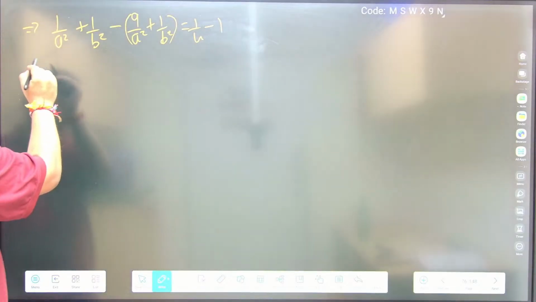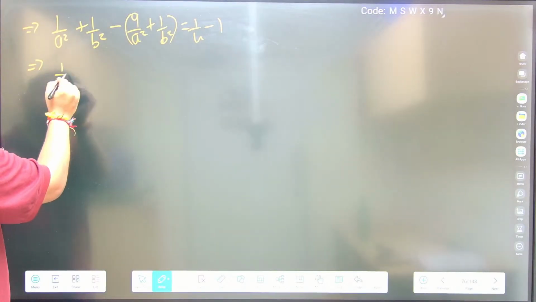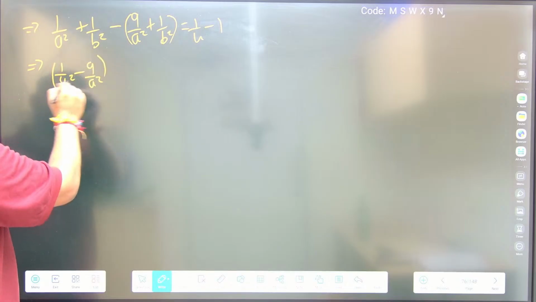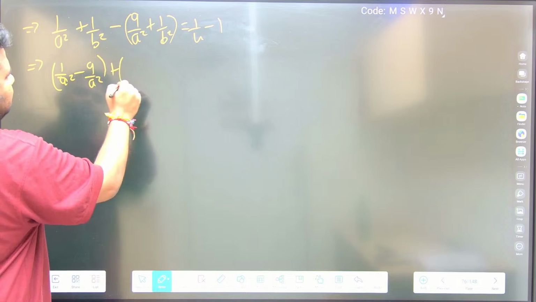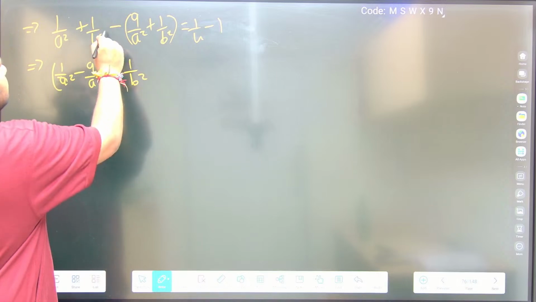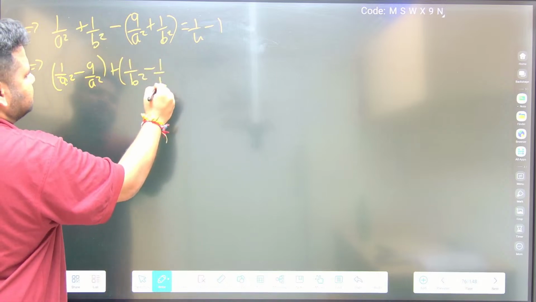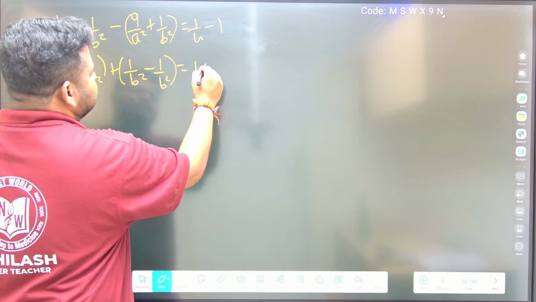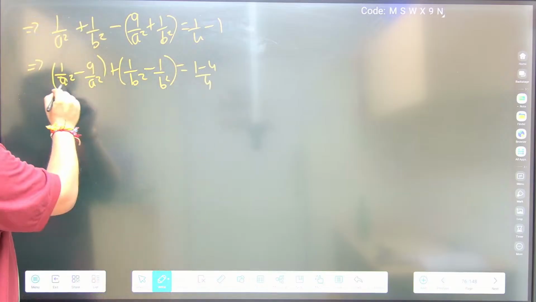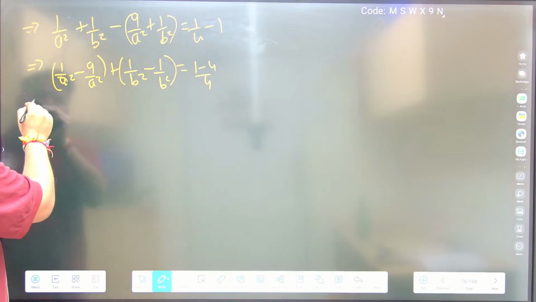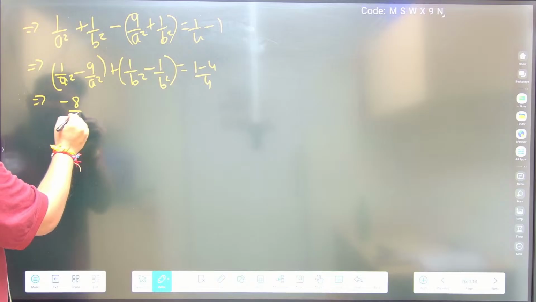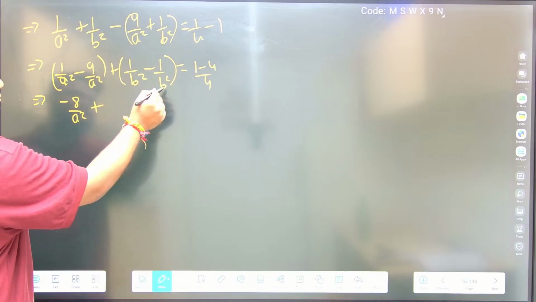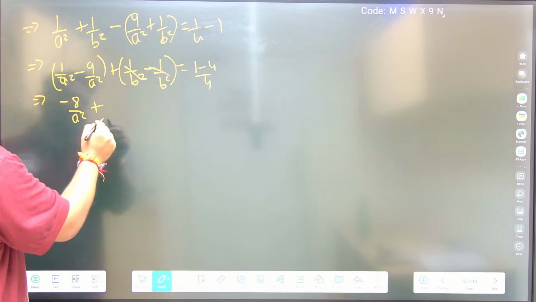Now let me write all the a square terms together: 1 by a square minus 9 by a square. Plus 1 by b square, and plus into minus is minus, so minus 1 by b square. This is equal to 1 by 4 minus 1, so 1 minus 4 by 4. So 1 by a square minus 9 by a square will become minus 8 by a square. Plus 1 by b square minus 1 by b square cancel.